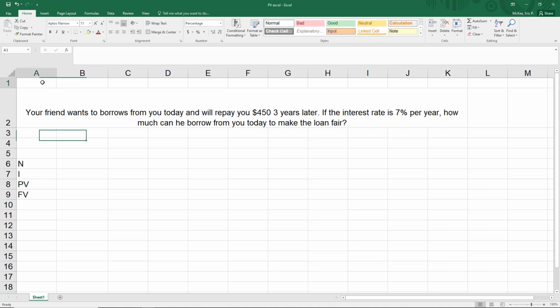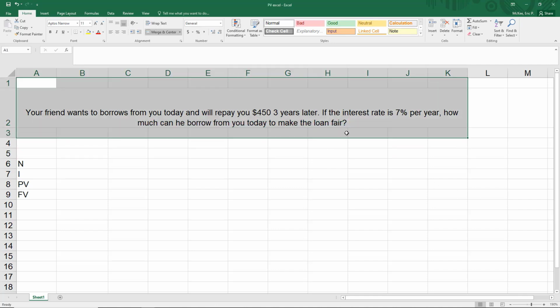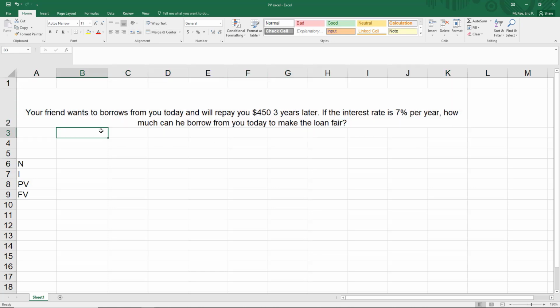I have prepared a question here asking us to find a present value, specifically how much our friend can borrow and keep the loan mathematically fair based on our time value of money calculation. In order to get started, my recommendation is always to take that verbal description and convert it into numbers so that we can calculate our answer.